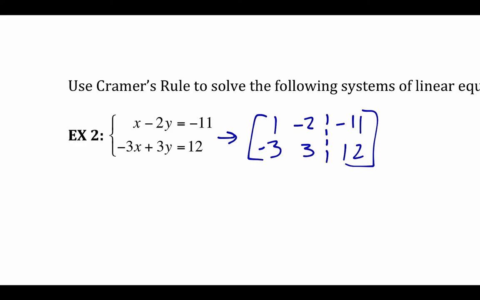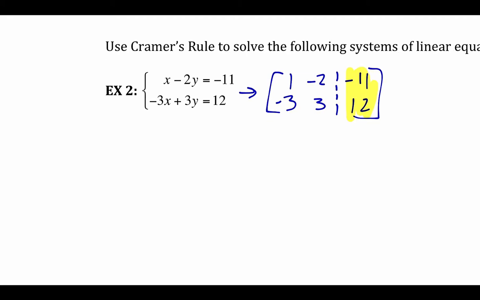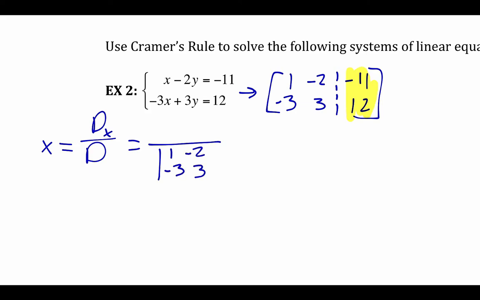And again, I'm just going to highlight our constants to help us remember that those are going to be what gets canceled, or what replaces other things. So to find our x's, we're going to do d sub x over d. Now I'm just going to do the denominator first. The denominator is just the determinant of the coefficient matrix, so just that left side. So we got 1, negative 2, negative 3, 3.